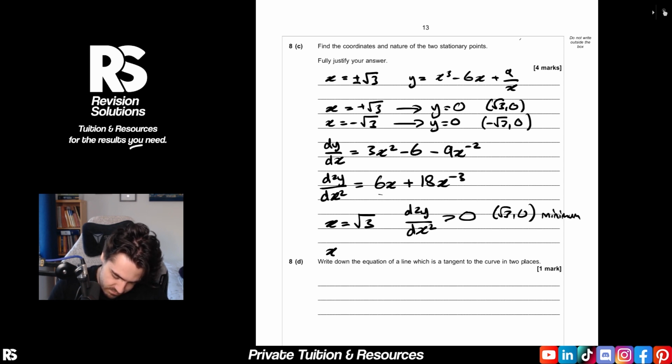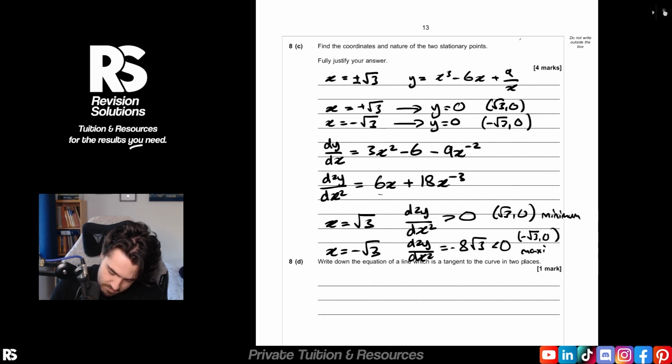And if we look at when x equals minus root 3, I'm going to plug that in the calculator now, that's not so obvious. So 6 lots of minus root 3 plus 18 over minus root 3 cubed, that gives me minus 8 root 3, which is less than 0. That's going to mean that minus root 3, 0 must be a maximum.